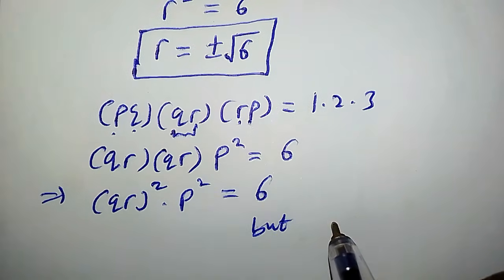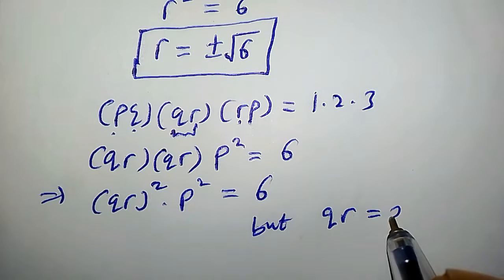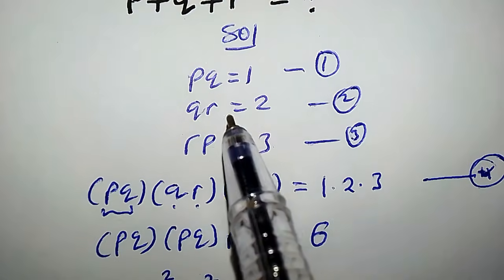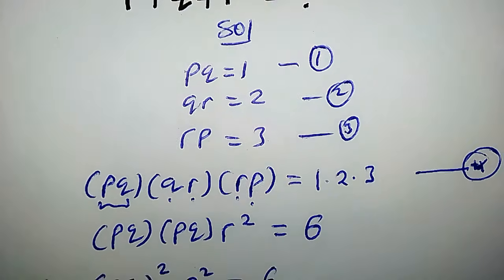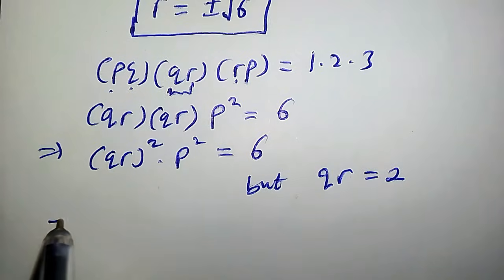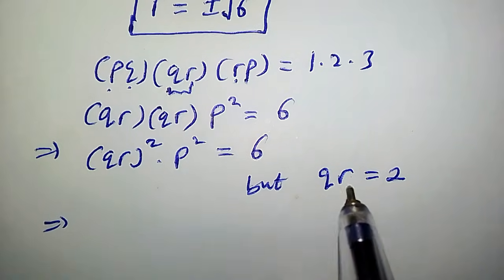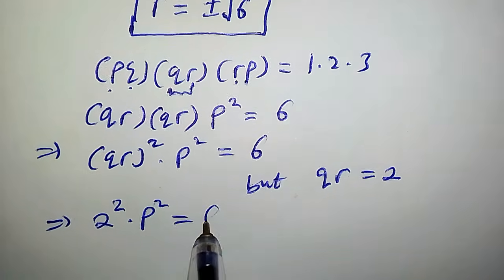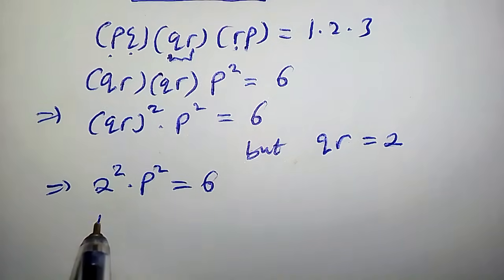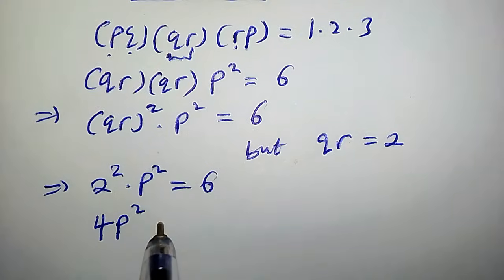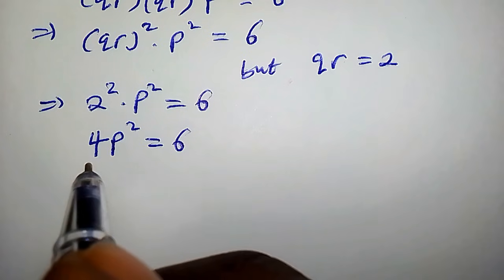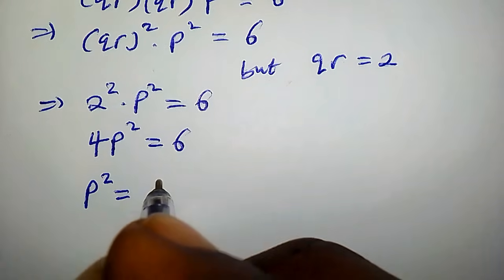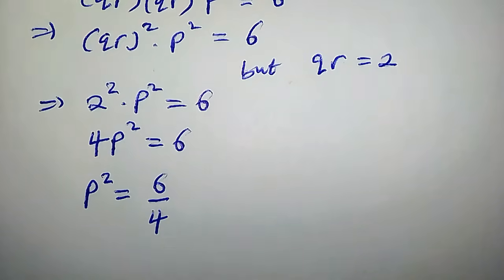But we know that QR equals 2. Let me show you where we got this from. It's from this line, QR equals 2. Let's continue. This implies that in place of QR, we just write 2. So we have 2 squared times P squared equal to 6. What is 2 squared? That is simply 4 times P squared equal to 6. If we divide both sides by 4, we have P squared equal to 6 over 4.